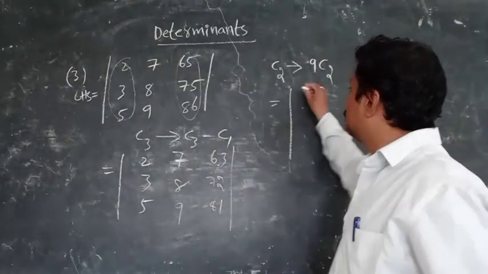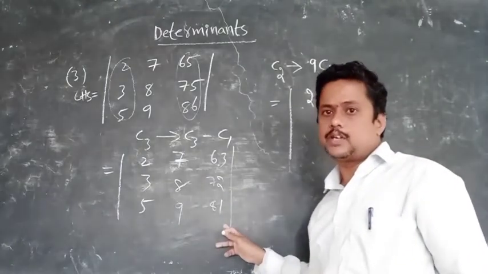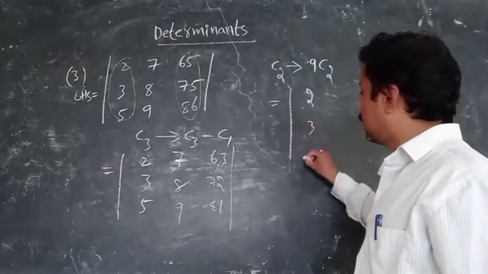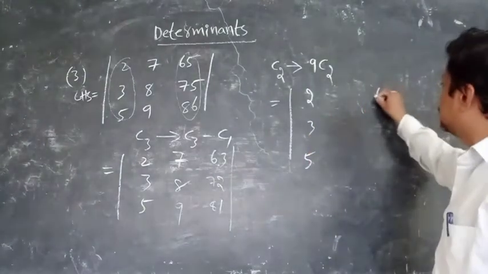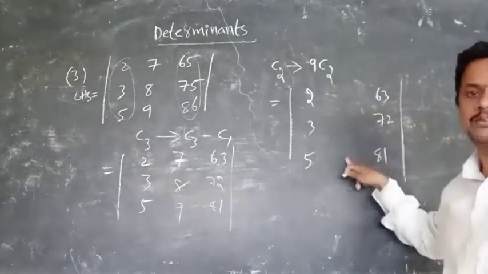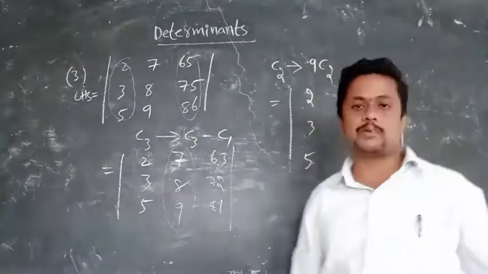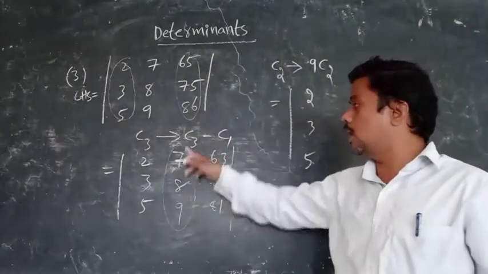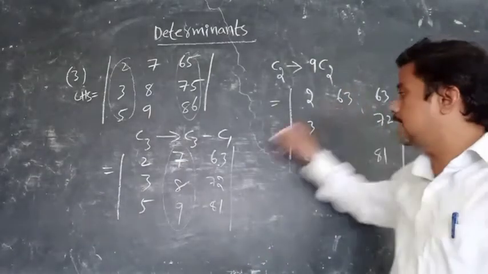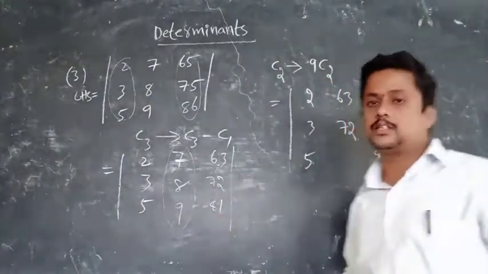So the first column is the same, and the third column, 63, 72, 81, is the same. Which column is changing? The second, 2, 3, 5. What is the second column? 9 into C2. Take one pencil and fix this. C2 is 9 into all values: 9 into 7 is 63, 9 into 8 is 72, 9 into 9 is 81.